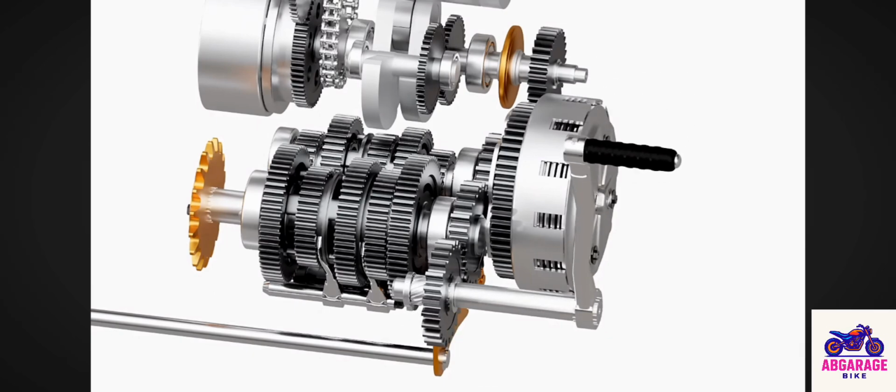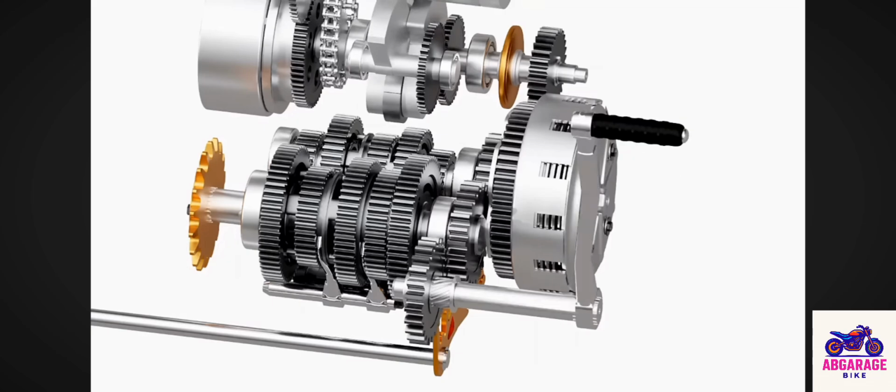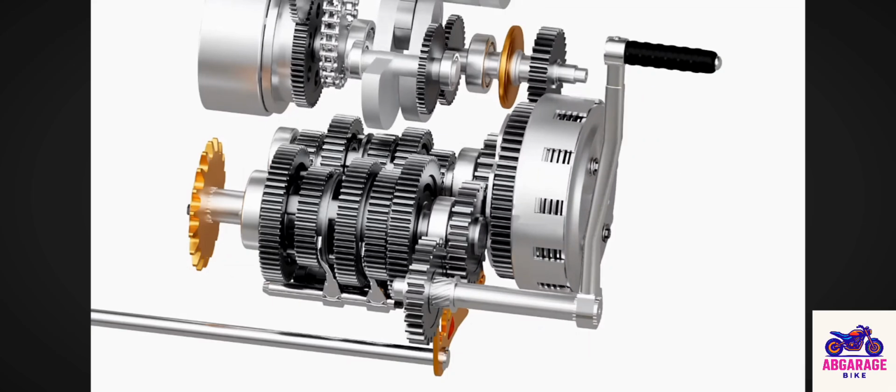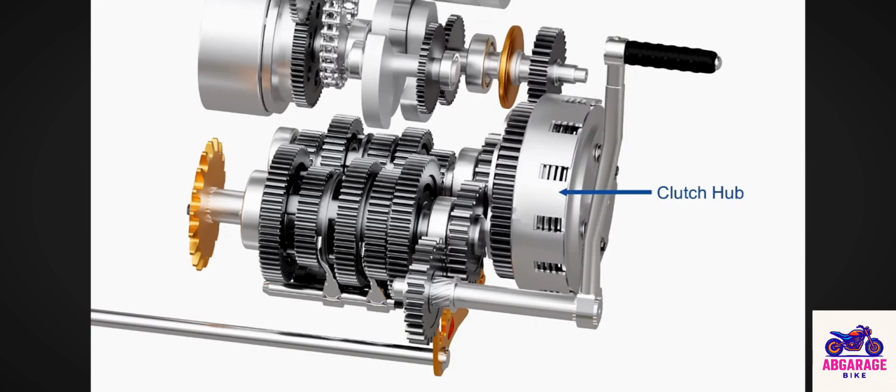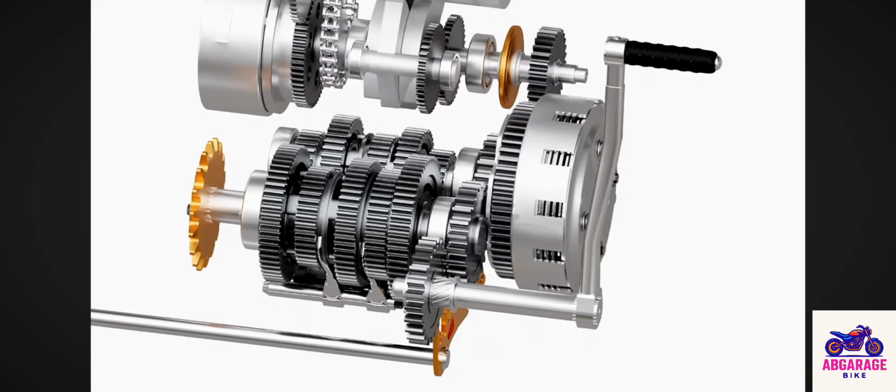As the Kickstarter lever is descended, a helical spline forces the gear to slide and engage with a freewheeling gear on the main shaft. As the lever is descended further, the gear spins on its axis and transfers the power to the clutch hub. The clutch hub transfers the power to the crankshaft and eventually to the engine.